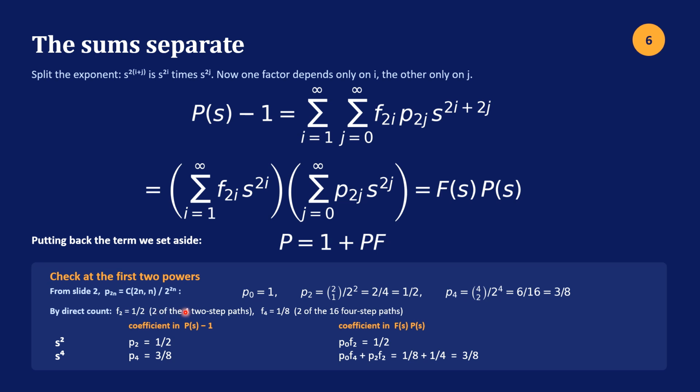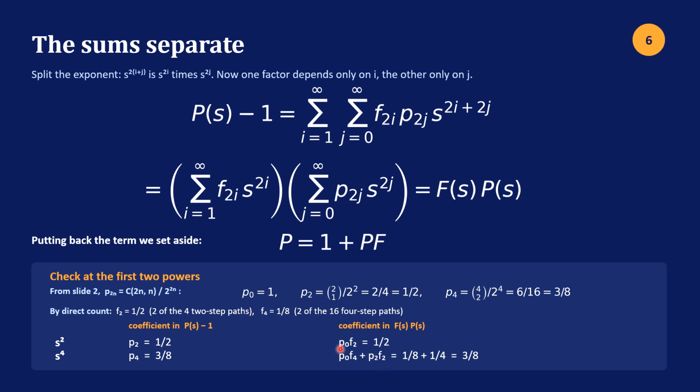Either you can take 1 step to the right and then back, or 1 step to the left and back, or you could take 2 steps right and 2 steps left. So out of those 4 possibilities, only 2 of them bring you back to 0, so the probability is 1/2. Then in the case where you take 4 steps, there's only 2 ways of coming back, but there's 16 ways of taking those 4 steps.